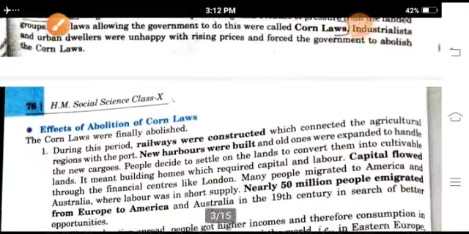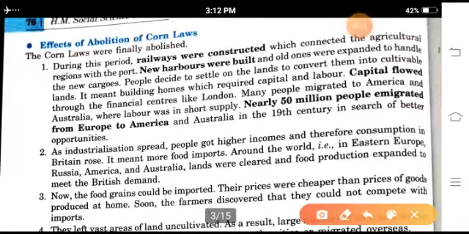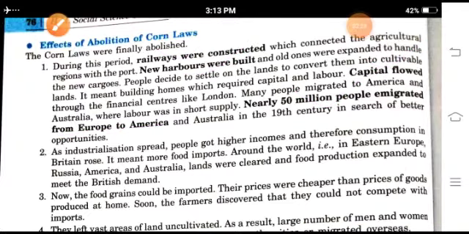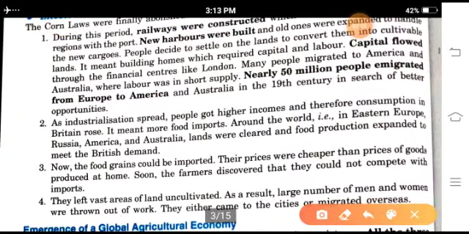Some of the effects of the Corn Law: with the abolition of the Corn Law, railways were constructed, new harbors were built, capital flowed and nearly 50 million people emigrated from Europe to America. In Eastern Europe, Russia, America and Australia, land was cleared and food production expanded to meet the British demand.